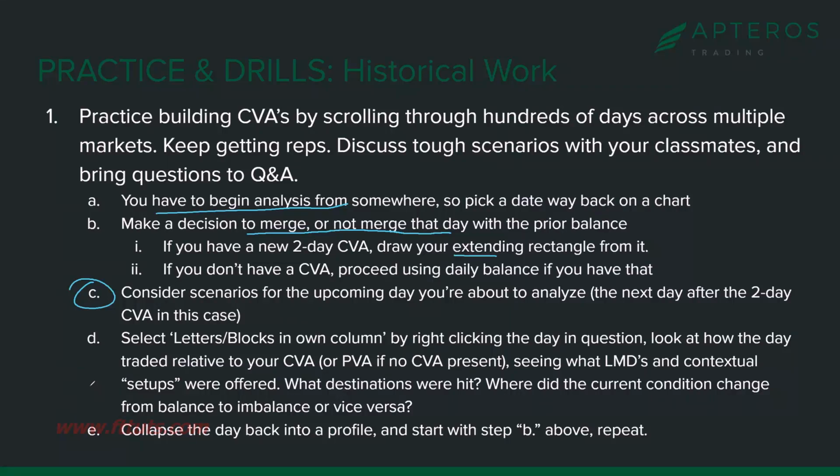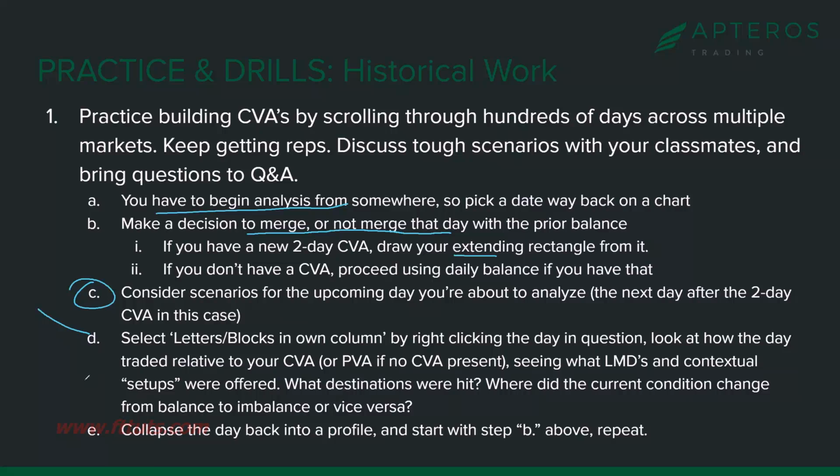Now, for the next day, so we've got day 1 and day 2, which we merged, let's say, for a 2-day CVA. Now that you're done thinking of what day 3 would look like, even if you can see it in front of you, right? Don't worry, just think through the scenarios. And now to really go in and double check what happened relative to what you thought might happen or could happen, point D, select letters blocks in own column, right click the day and then select that.